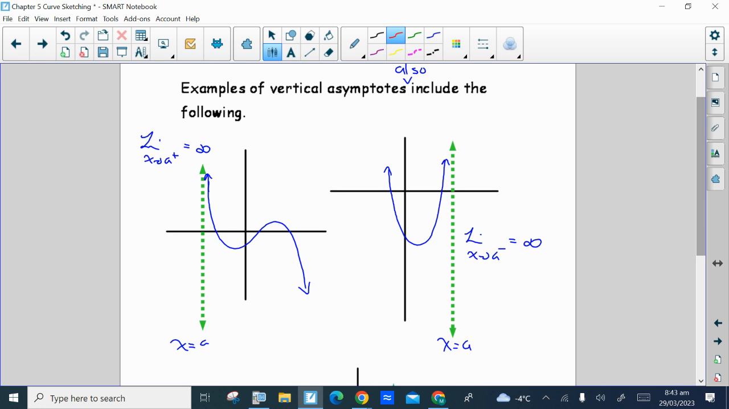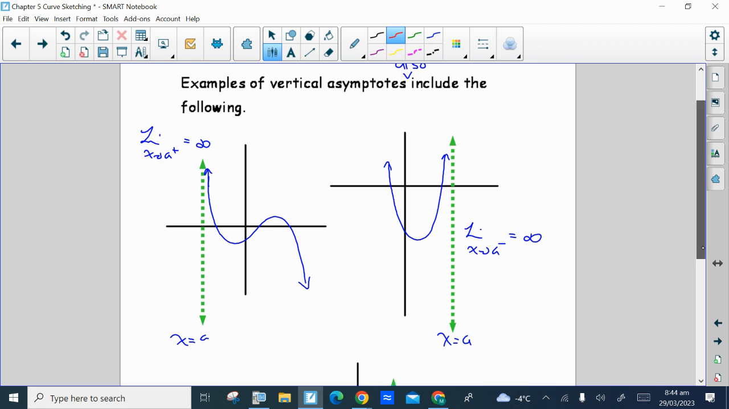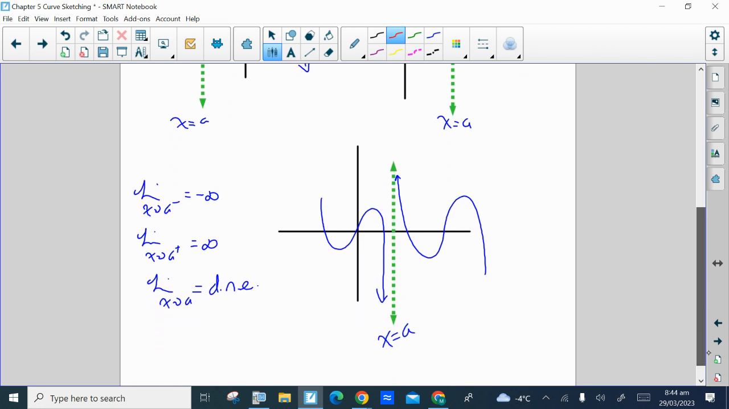This next one, though, it's only approaching positive infinity from the right. So remember, we can talk about one-sided limits. We've done this before. The limit as x approaches a positive means from the right of a. So the two-sided limit does not exist for this one, just a one-sided limit. And then the next example, you're approaching a from the left. It's still approaching infinity, but the limit as x approaches a negative, meaning that you're approaching x equals a from the left side.